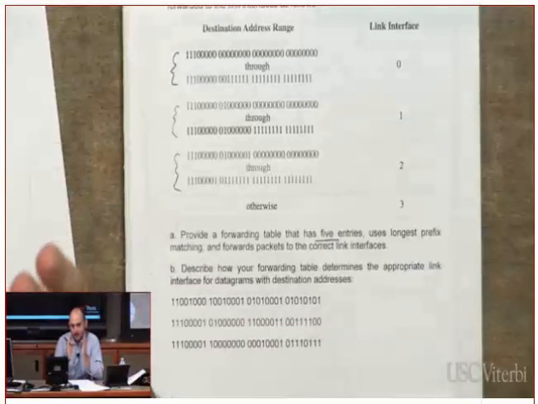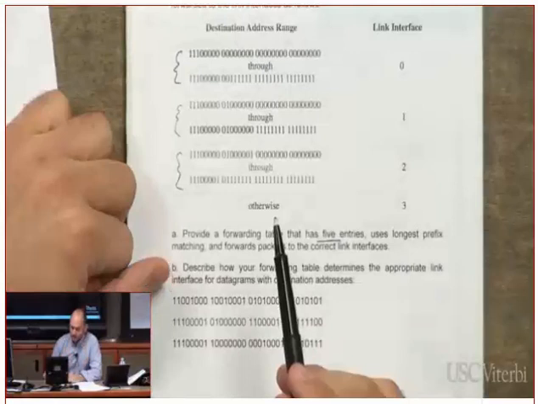Okay. Now let's go to part B. Describe how you're forwarding to the appropriate link interface for datagrams with these destination addresses. So, let's see. How do you see it? Assume we have a datagram with this address here. Where is it going to go?